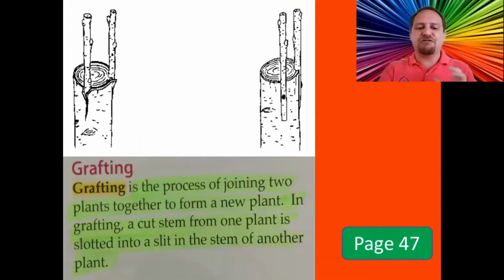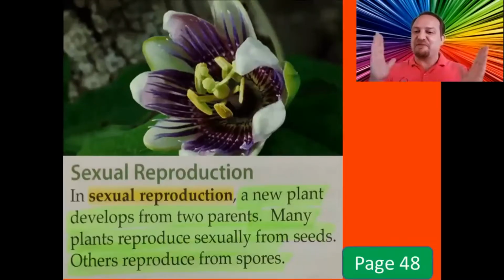Budding. And then grafting is the last one. The third one is the process of joining two plants together to form a new plant. In grafting, a cut stem from one plant is slotted into the stem of another plant. Okay, that's on page 47. All right. Okay. Let's move on then. The other type of reproduction.